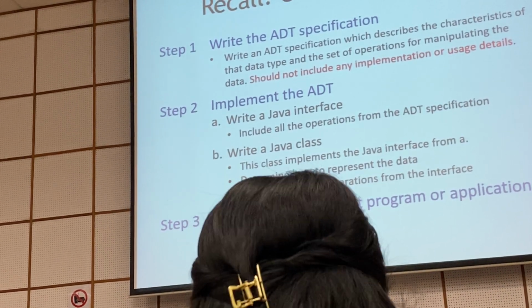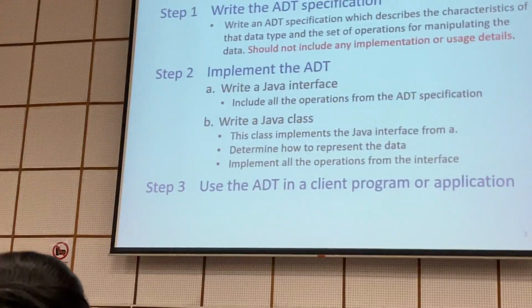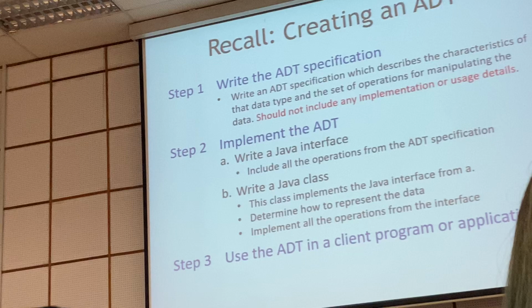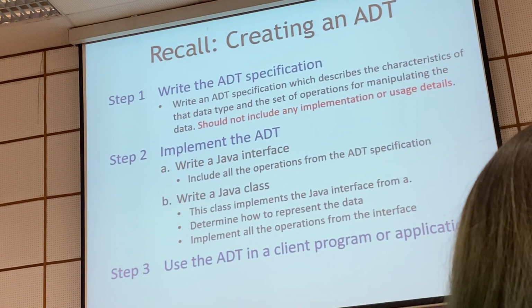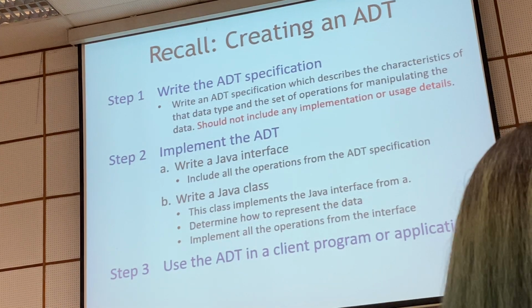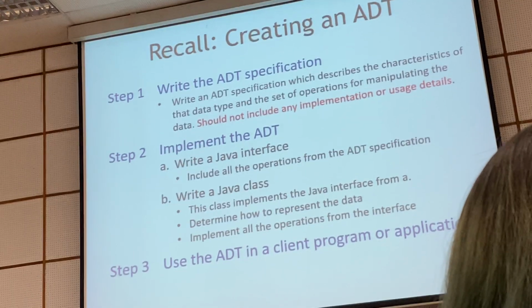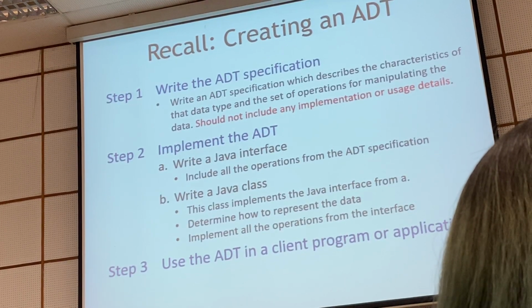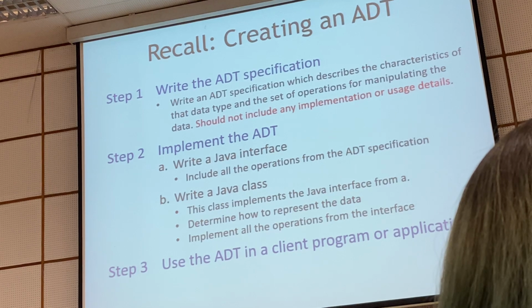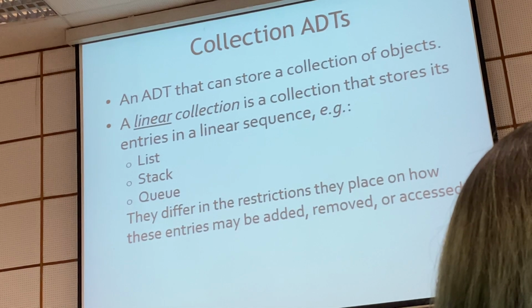Next, we have to write our Java class. This is where you do implementations, determine how to represent the data, and implement all the operations from your interface. And finally, the third step is to use the ADT in your client program, your driver program, your applications. Okay? So first, to recall back again, what is your ADT collection?